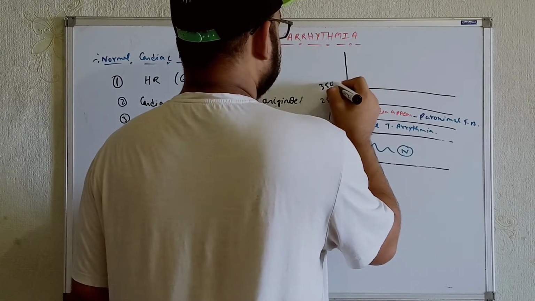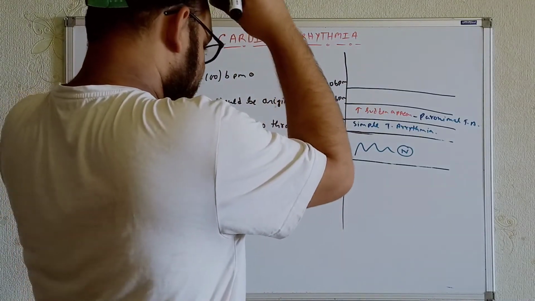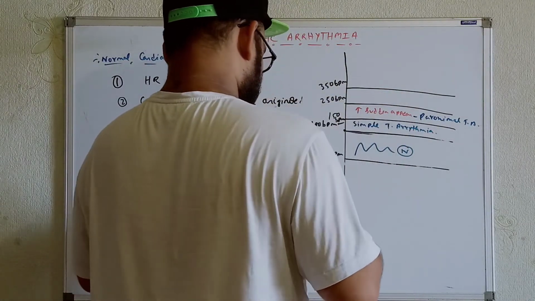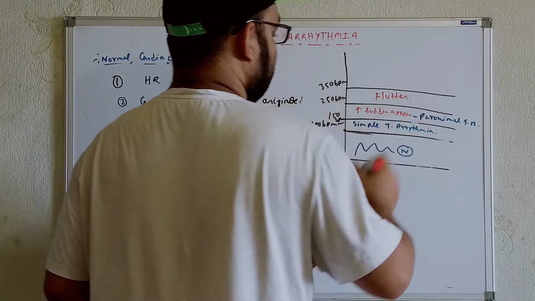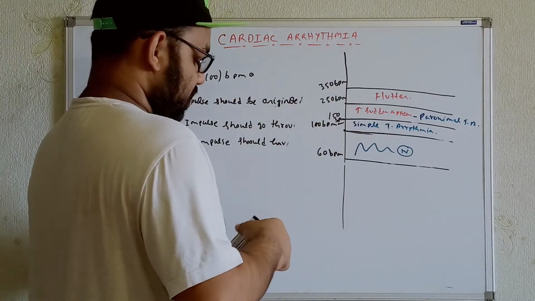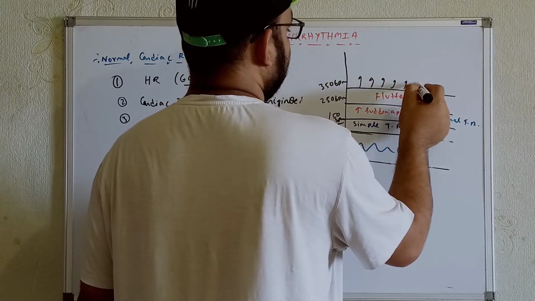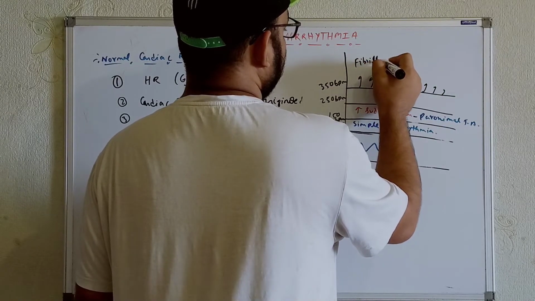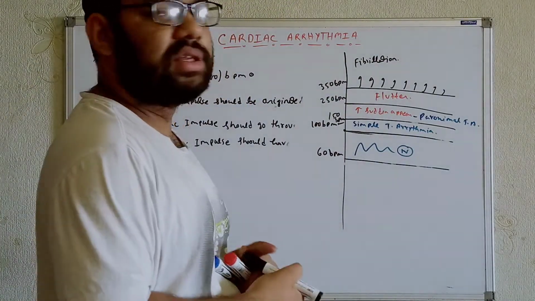And if we get the heart rate in between 250 to 350 beats per minute, 250 to 300 beats per minute, you have to consider this as flutter. This thing is known as flutter. And the most dangerous one is more than 350. If we get more than 350, this thing is known as fibrillation. That means more than 300 beats per minute will be regarded as fibrillations.